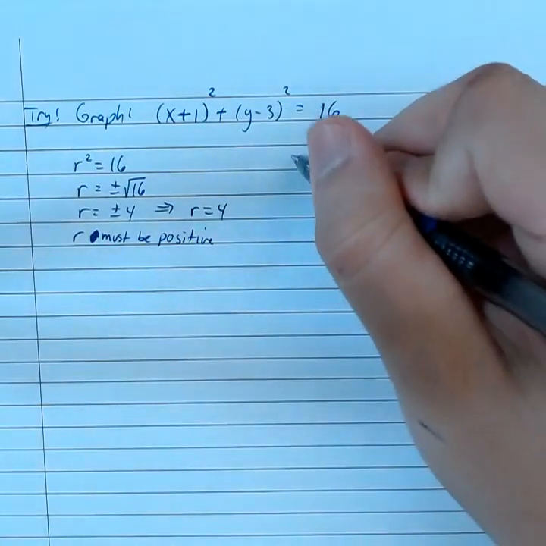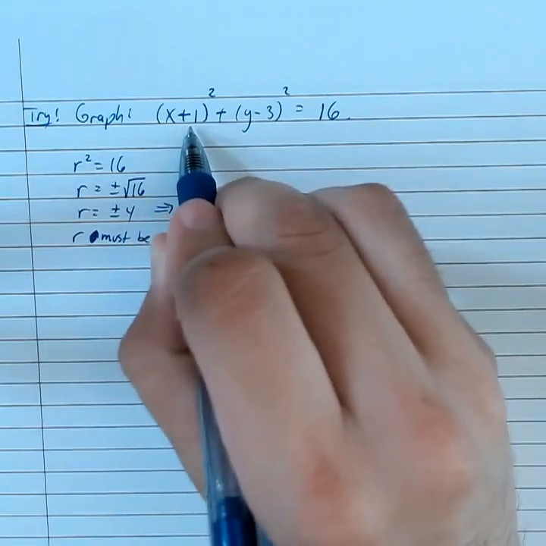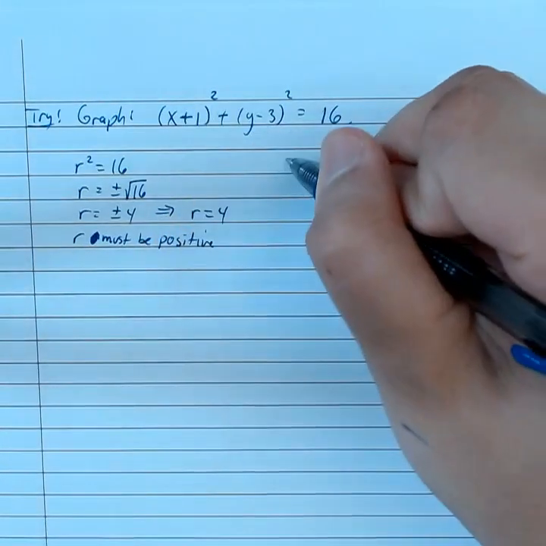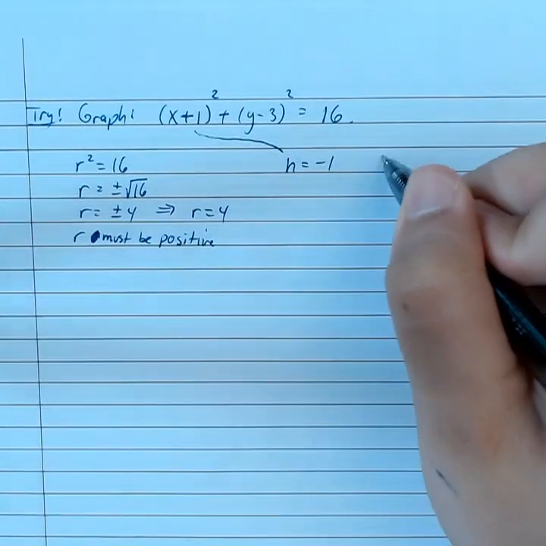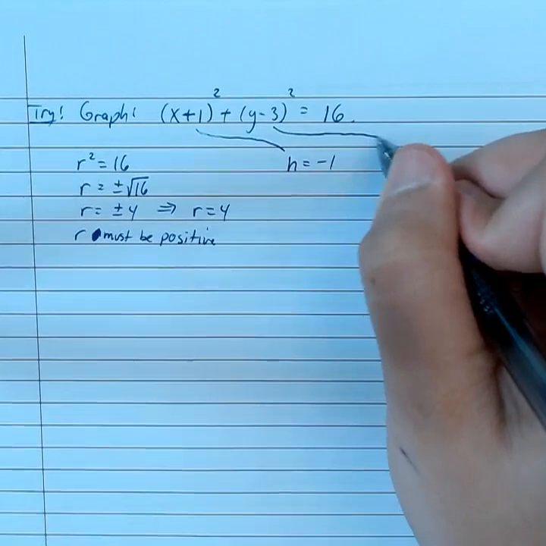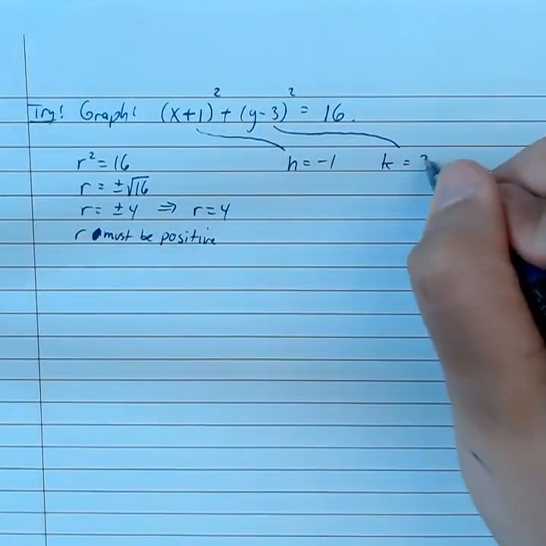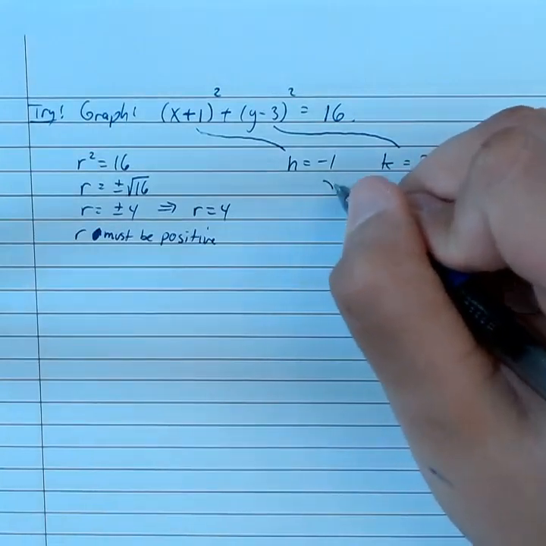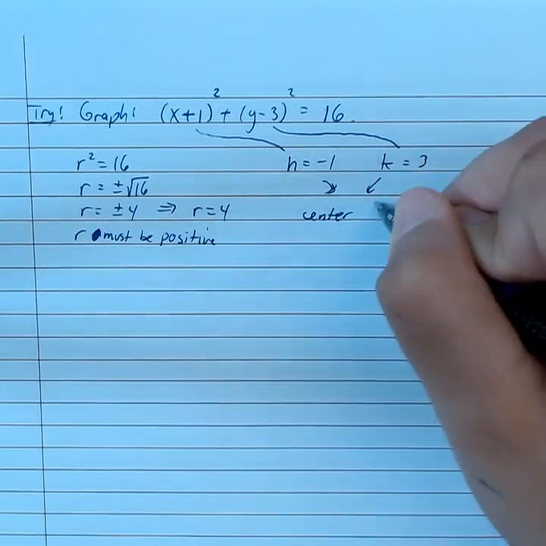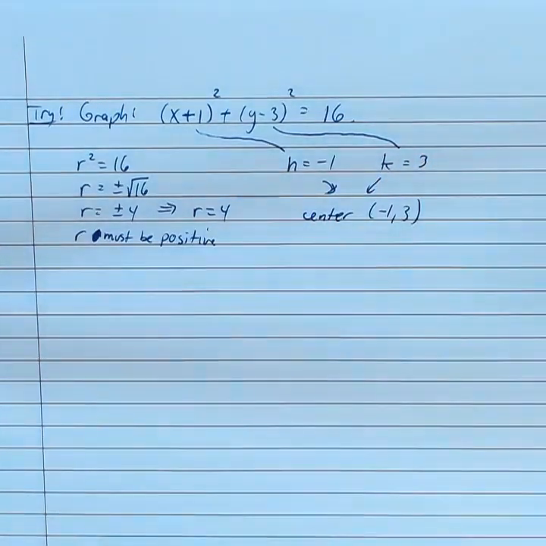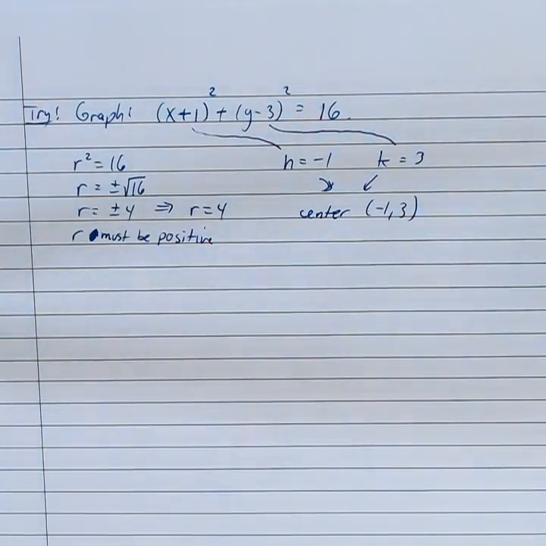Here, our h is whatever number you plug in here to make this 0. Oh, that's negative 1. So here h is equal to negative 1. k is whatever number you would plug in here to make this 0. Oh, that would be a positive 3. 3 minus 3 would be 0. So putting these together, our center is going to be negative 1 comma 3. And that's all you need. Once you have a center and a radius, you can graph any circle.